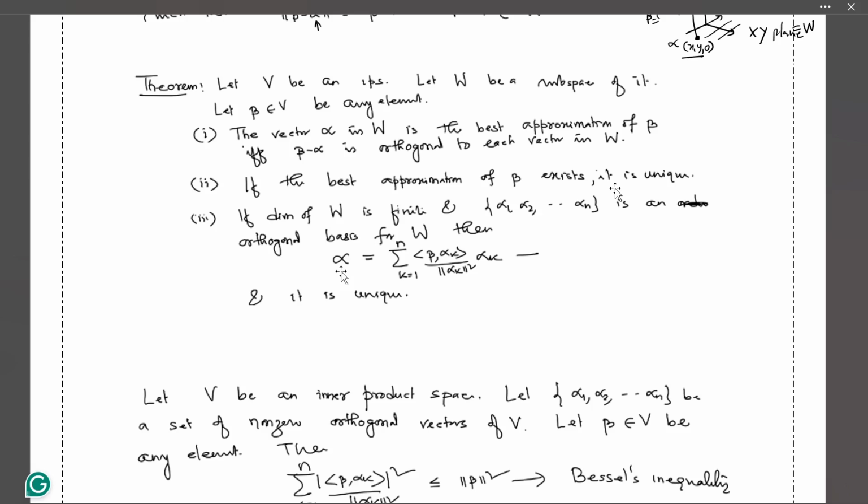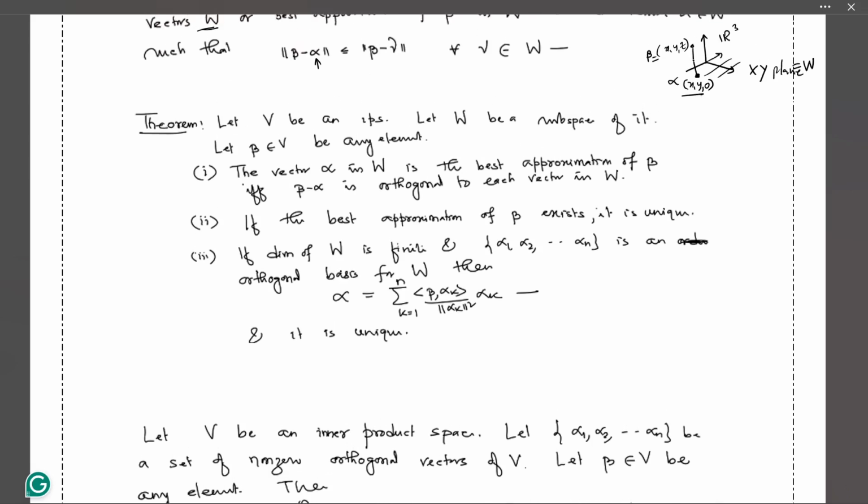Let's see the next theorem, which says: if V is an IPS, meaning inner product space, and W is a subspace of V, and beta is any element of V, then we have the following three statements. First, if alpha is the best approximation of beta, then beta minus alpha is orthogonal to each vector in W.